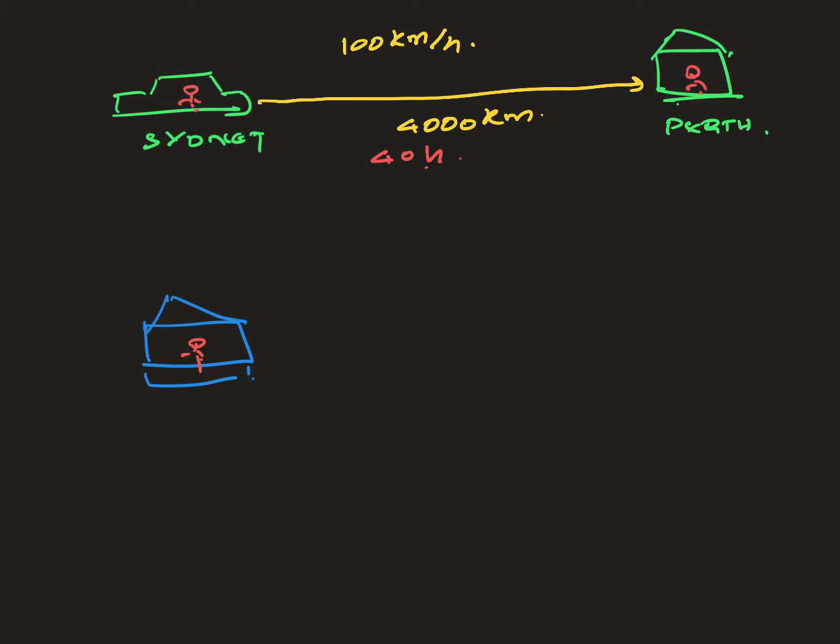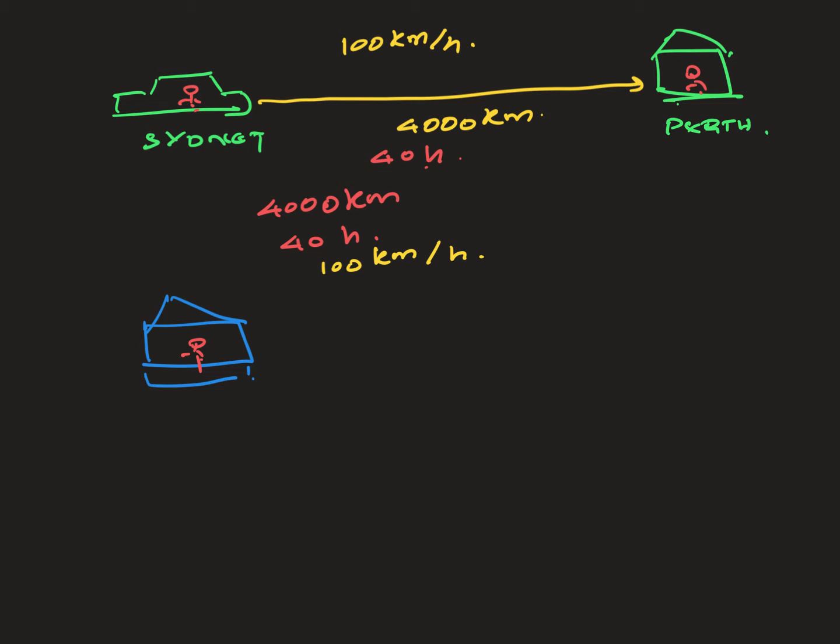So the distance is 4,000 kilometers. That is the distance, and it's going to take 40 hours, and the speed is 100 kilometers per hour. So we are assuming that there are no stopping places. He's just going straight to Perth. So this is for standard speeds like 100, 200, 1000 kilometers per hour. It's not a very high speed. So in that case, you both agree on the time and distance and the speed at which he was traveling.